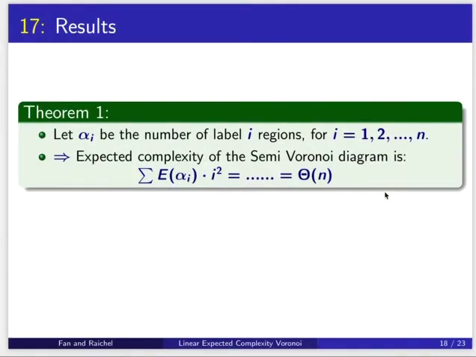So, to bound the expected complexity, let alpha I be the number of regions with label I. Then the expected complexity of the semi-Voronoi diagram will be the expectation of alpha I times I squared. Then, after a bunch of calculations in the paper, we show that the expected complexity will be linear.